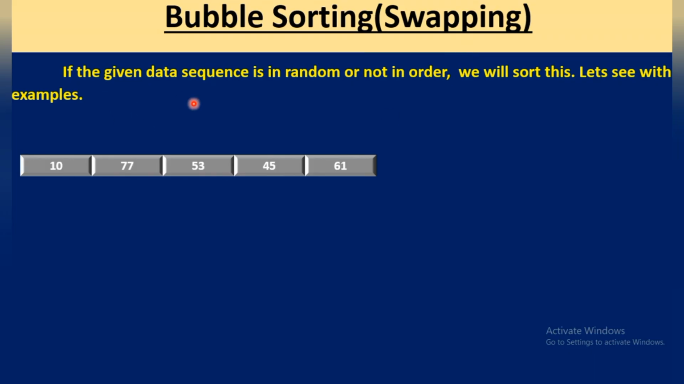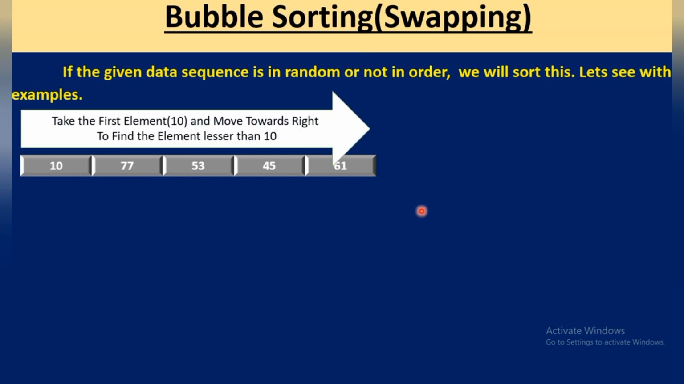If the given data sequence is in random or unordered fashion, it is not in order, so we will sort those values. Let's see with an example. These are certain elements which are not arranged in ascending or descending order or in any order. So we are going to arrange them using bubble sorting. How many elements are present? 1, 2, 3, 4 and 5. I have given the steps for everything that we are going to do here.